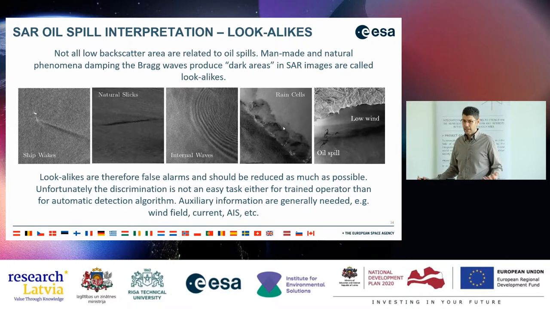We have said that using more satellites is always good. If you have rain cells, there are coastal radars that can tell you the rain rate at a certain time. You can use model weather forecast data to say where the low wind speed is. So if you detect something, but then you cross-match this with other sources, like the ancillary data, then you can discriminate this. Natural leaks, as I said, are natural, so you don't have anything to discriminate them from oil.